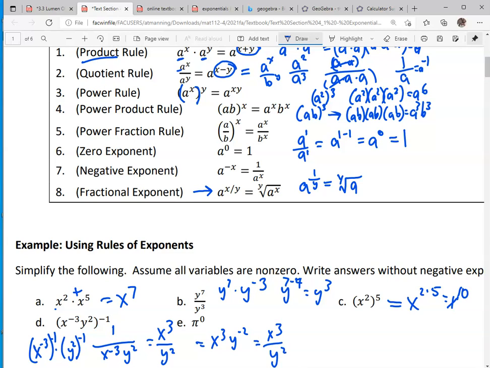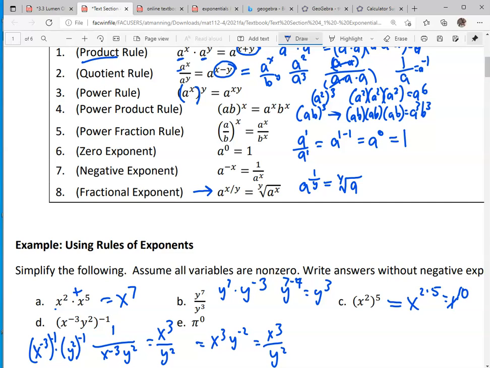Sometimes you like it in this form. Most of the time you like to see it with positive exponents. But both are correct. Sometimes they'll say, give it as a reduced fraction with positive exponents. Then we'll have to give it in that form.